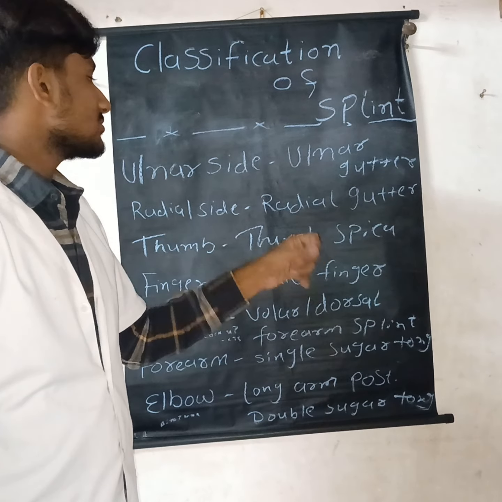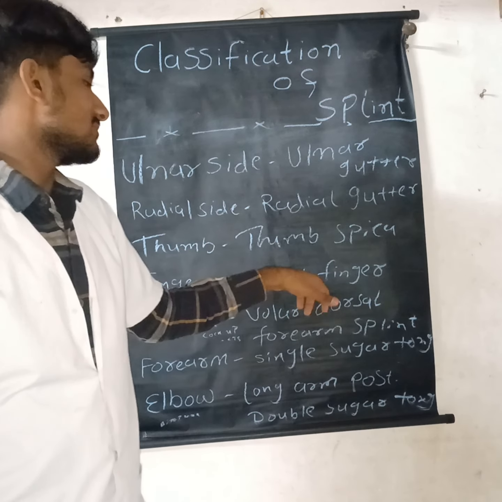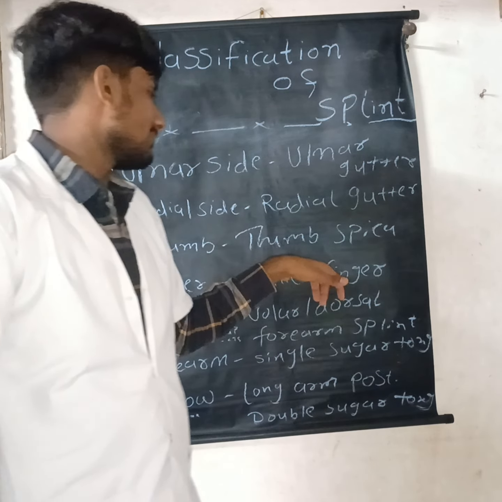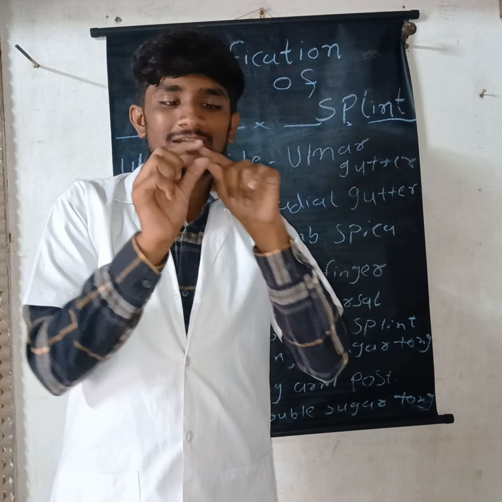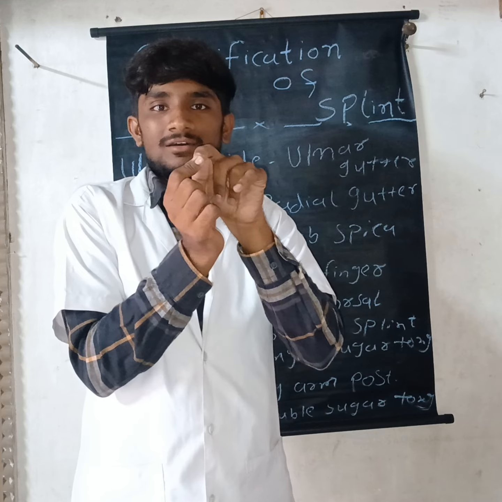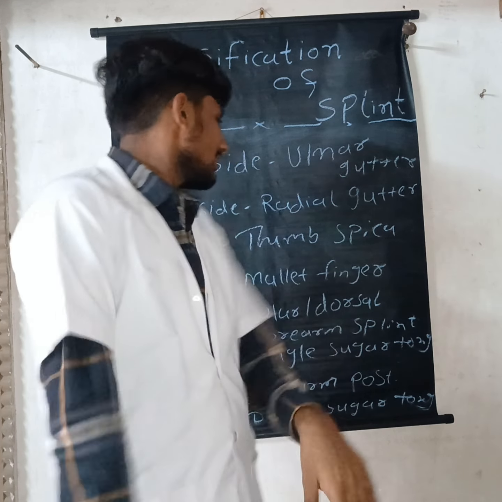Thumb spica is mainly used for thumb injury. Then in the finger we have the mallet finger splint. That mainly helps in mallet finger, which is an injury of the extensor tendon.